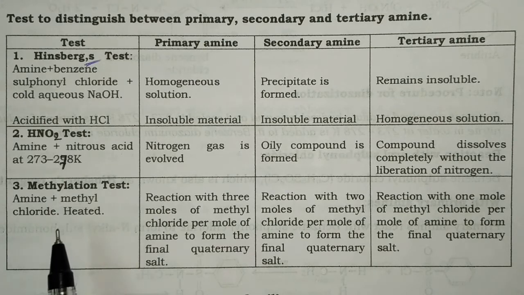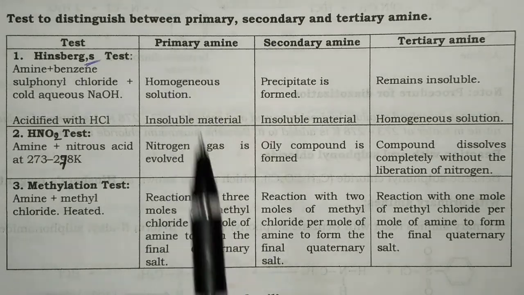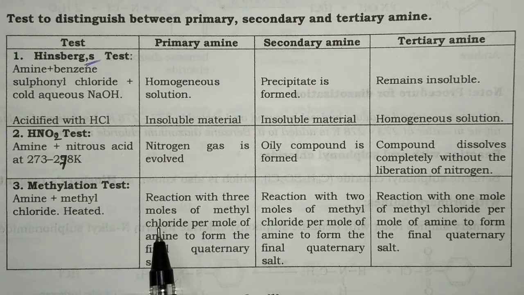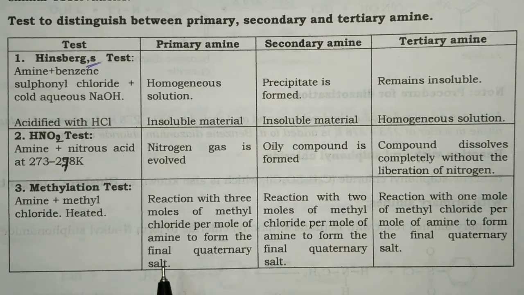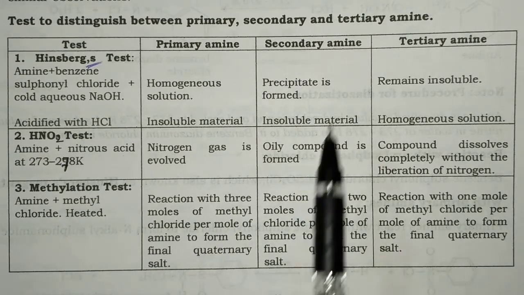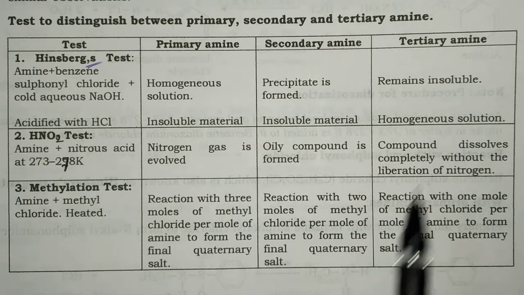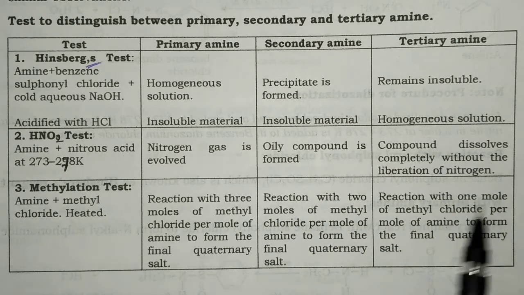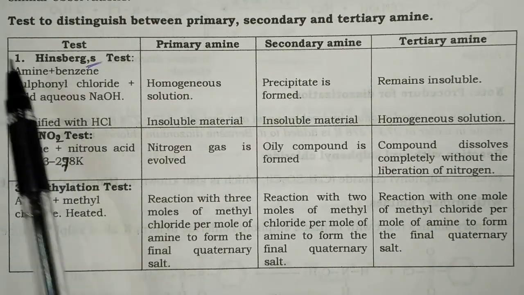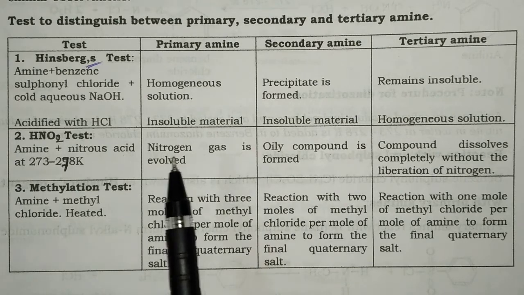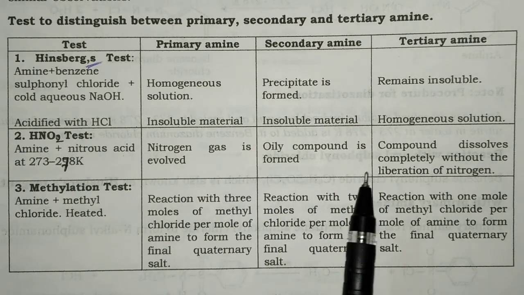Last is the methylation test. Amines are treated with methyl chloride and heated. As it is primary, it reacts with 3 moles of methyl chloride to form a quaternary salt, whereas secondary amines react with 2 moles of methyl chloride to form a quaternary salt. Tertiary amine reacts with only 1 mole of methyl chloride to form a quaternary salt. These are the distinguishing tests between primary, secondary and tertiary amines.